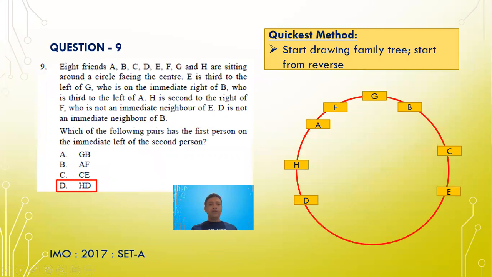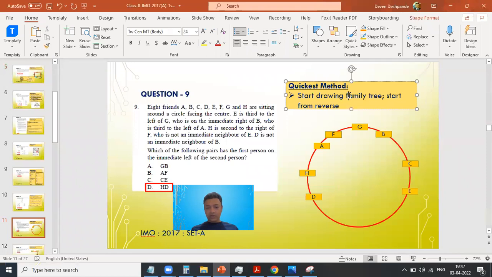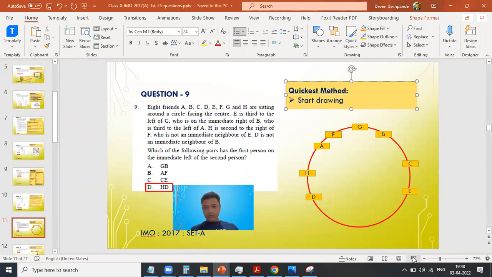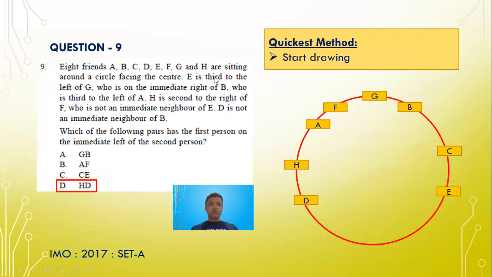Okay. 8 friends A, B, C, D, E, F, G, H are sitting around a circle facing the center. E is third to the left of G. Now again, for such cases, you have to start drawing. Not the family tree, but start drawing. So E is third to the left of G. If G is here facing the center, this is the left, and E is third to the left of G.